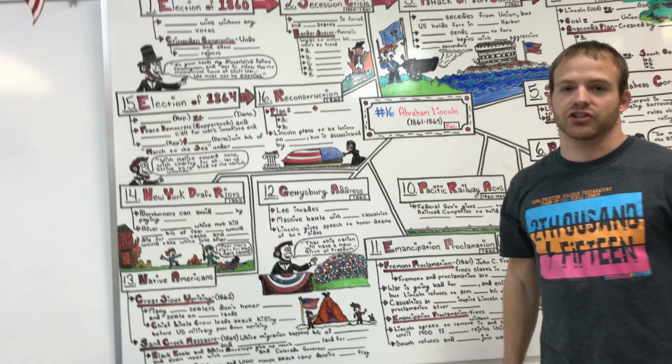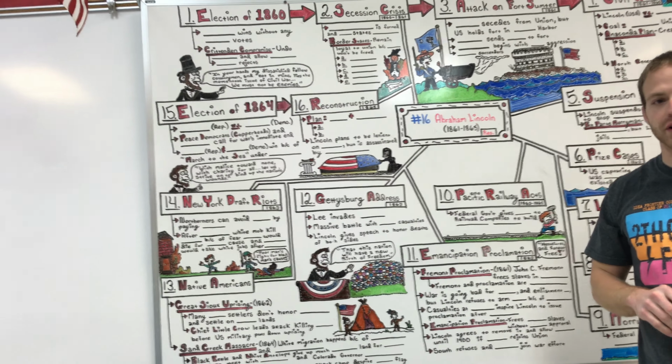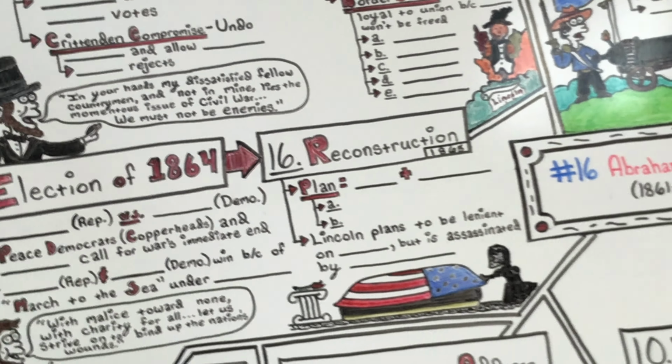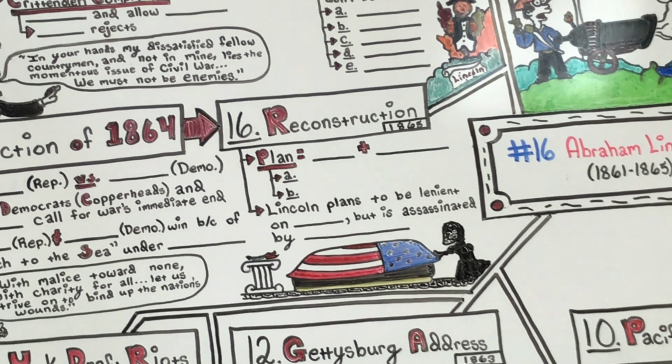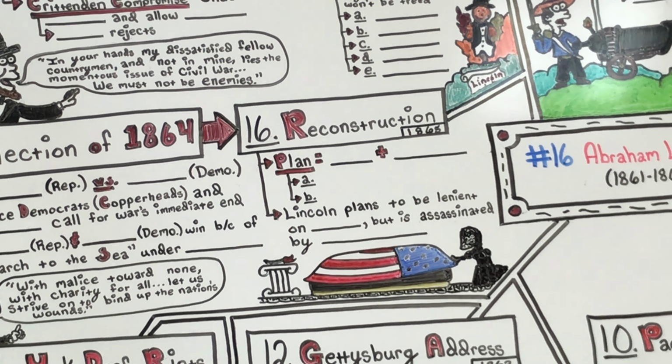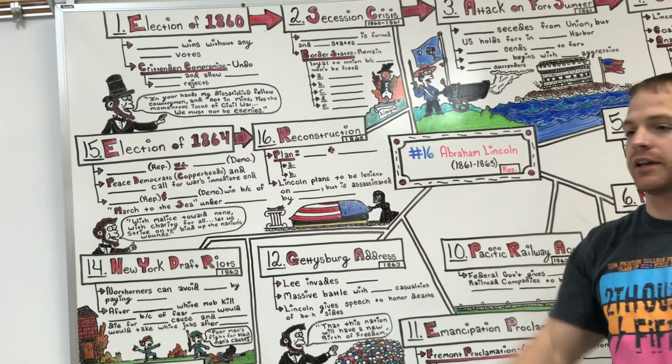All right, so Reconstruction. This is where it's going to get pretty crazy, because Abraham Lincoln is a Republican, and when he's assassinated, Andrew Johnson is going to take over. So what's Abraham Lincoln's plan? Well, he never wrote it out, but the best we can gather is what's known as the 10% plan plus the 13th Amendment.